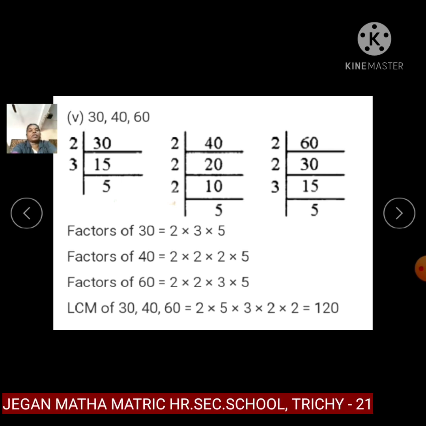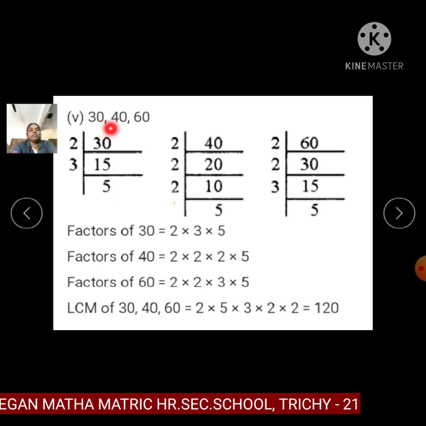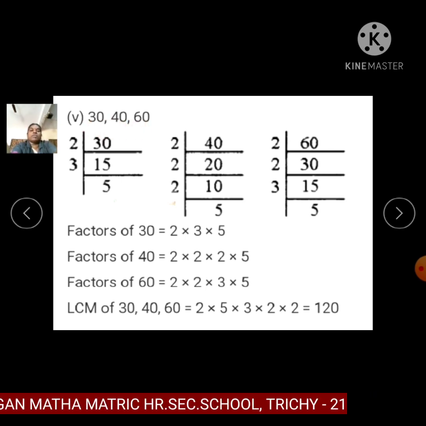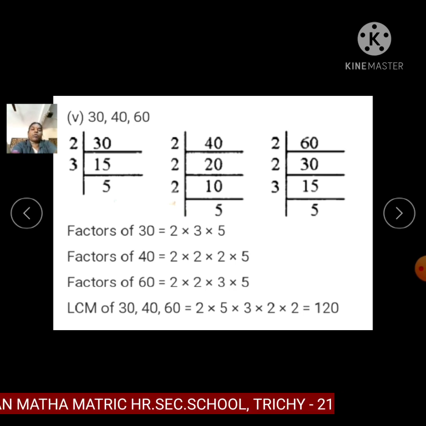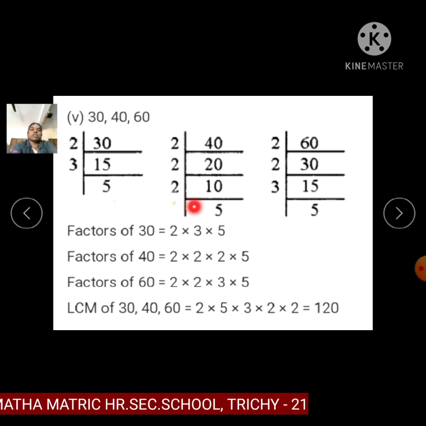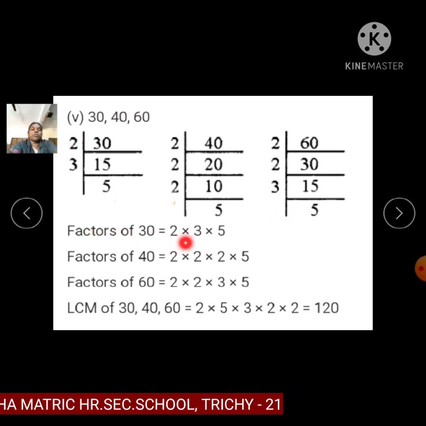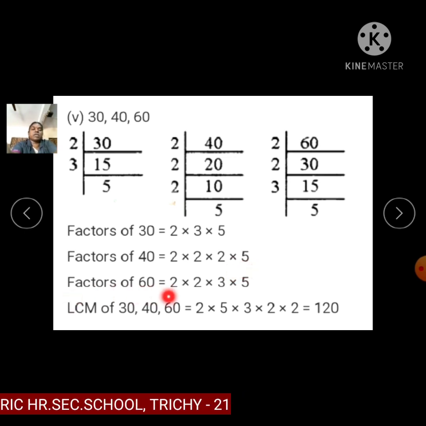Subdivision 5. The given numbers are 30, 40 and 60. We find the factors of 30, 40 and 60 by division method. The factors of 30 equal to 2 into 3 into 5. Factors of 40 equal to 2 into 2 into 2 into 5. Factors of 60 equal to 2 into 2 into 3 into 5.